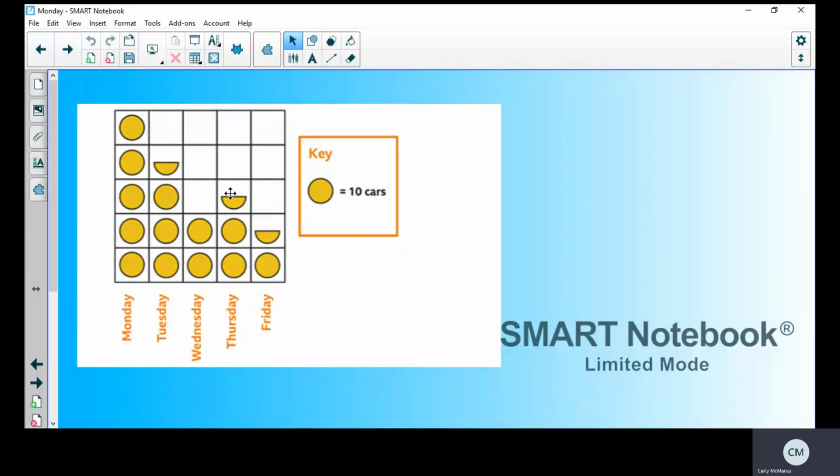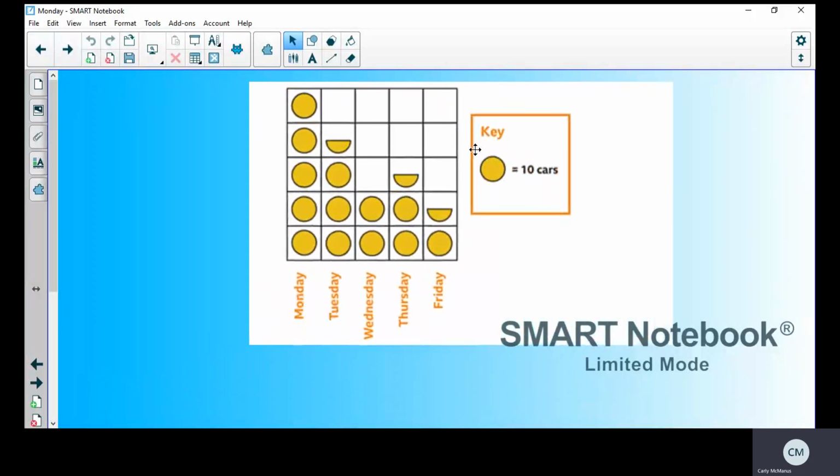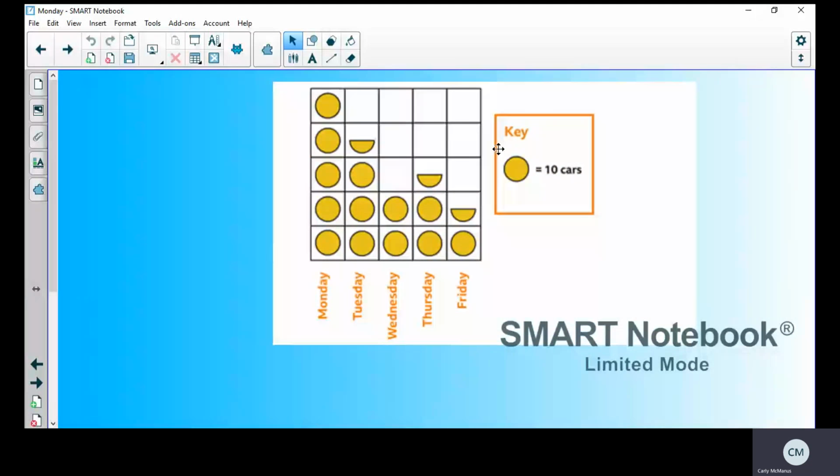So I'm sure you've all come across a pictogram before. So a pictogram here, it's got days of the week at the bottom, and then it's got the amount of cars for each day of the week. In this, it's telling you that one circle represents 10 cars. Now, in different pictograms, the picture might represent 1 of something, 2 of something, 5. But in the example that I'm showing you, one whole circle represents 10 cars.